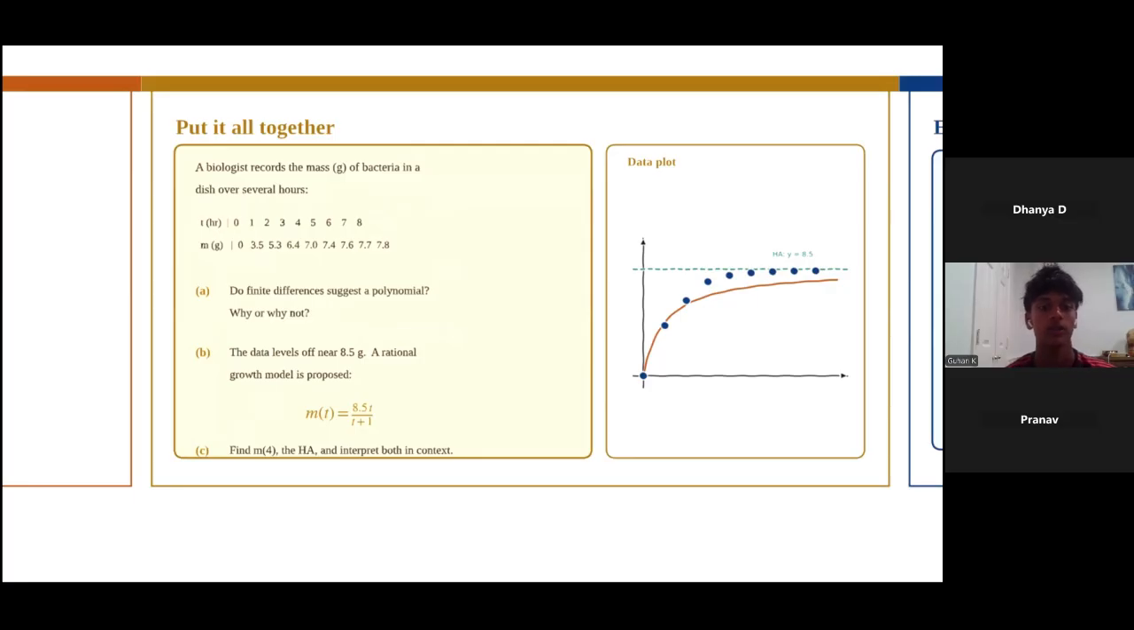Okay, so the data levels off near 8.5 grams, right? So because of that, this rational growth model, I don't know what they're asking you there. They're asking you if it's valid. Ignore part B, and then for part C, just find M of 4 and the horizontal asymptote, and then what they both mean. And then that's probably going to be it once you guys solve that.